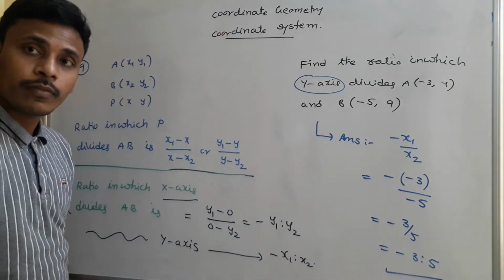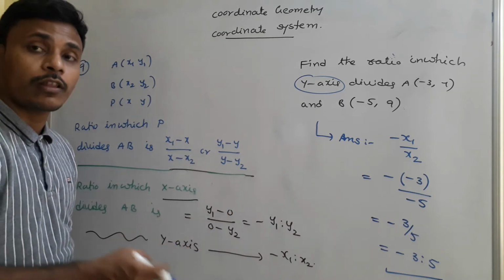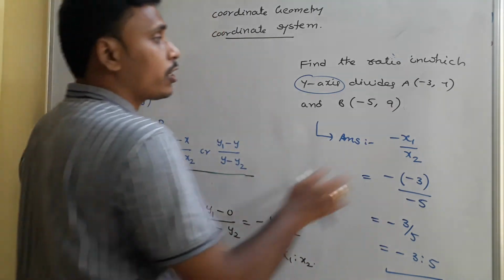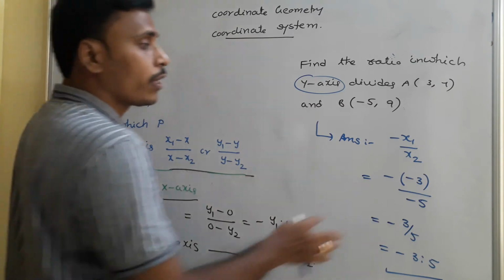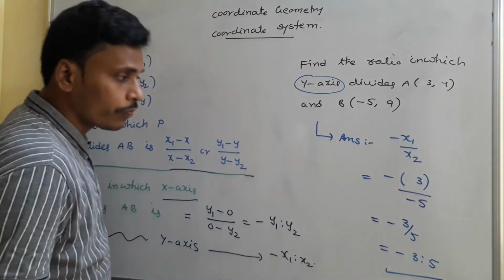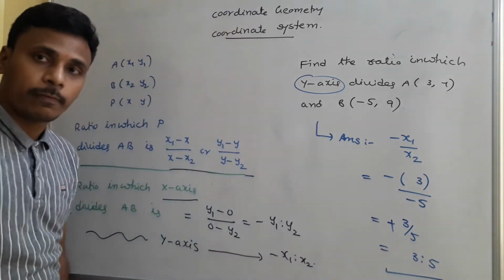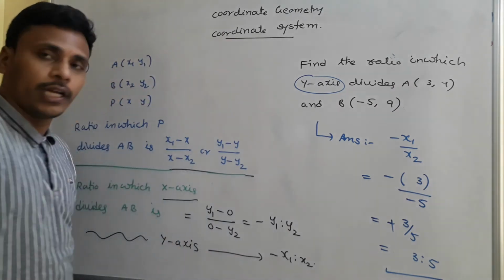Is it clear? Okay, see, the ratio may be positive or negative, it depends upon the points. If these are the points, this is the ratio. Suppose they mention A (3, 7) and B (minus 5, 9), then what will happen? You need to take 3 in the place of x1. Then minus of minus will get cancelled, and you will get your answer as 3 is to 5. It depends on the points, you will get either a positive or negative ratio.